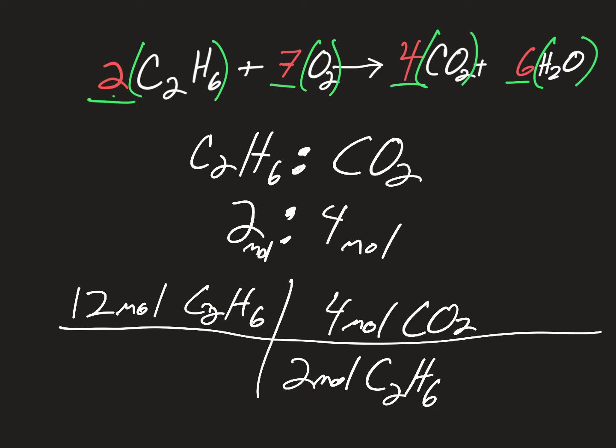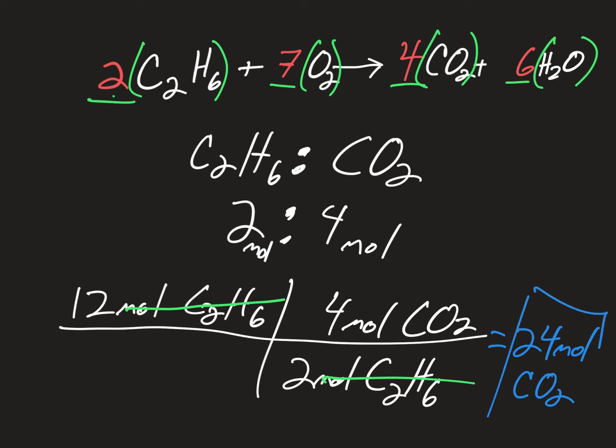And look what happens with those units. We have moles of ethane down here. That's canceled out by moles of ethane there. But then I'm left with moles of CO2. So now if I do the math, I do 12 times 4 divided by 2, I'm going to get the moles of carbon dioxide that I would have, which is just going to be 24 moles of carbon dioxide. So I get more moles of carbon dioxide than moles of ethane that I put into it.